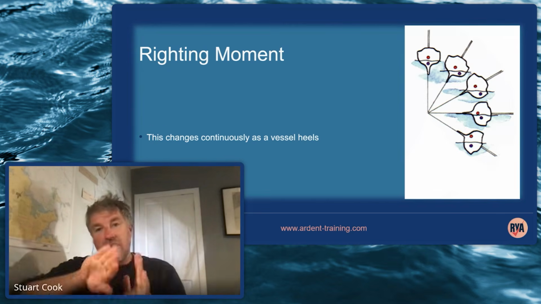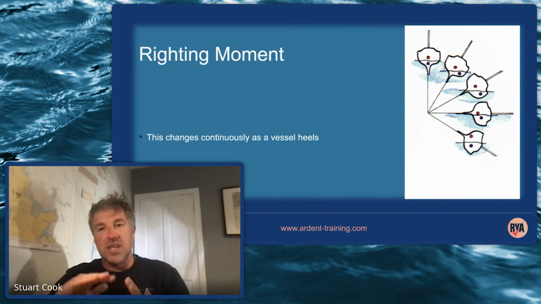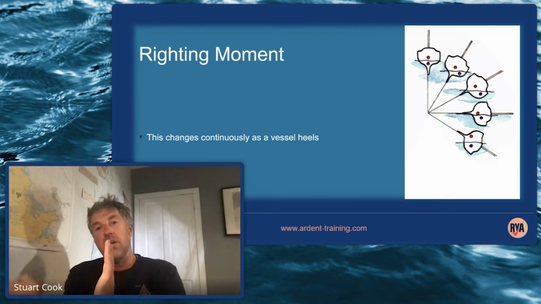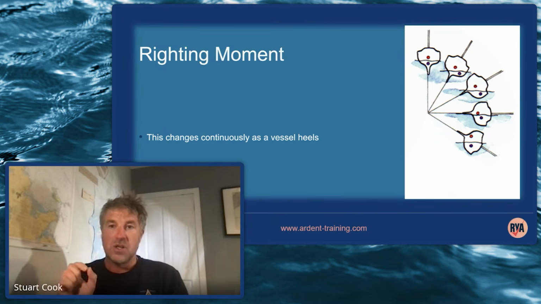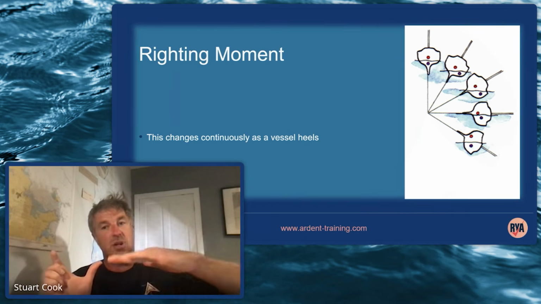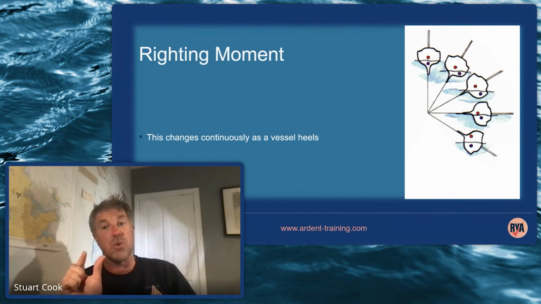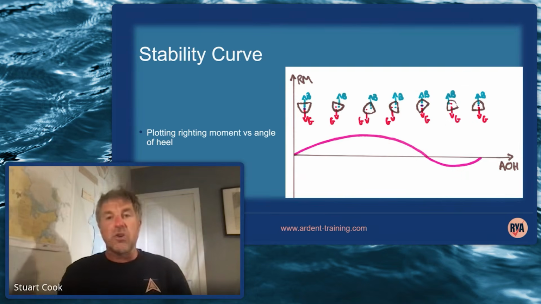As we keep leaning the vessel over, that righting moment changes, because at each angle of heel the buoyancy force is acting through a different point. So the righting moment changes in force. As the buoyancy moves away from the center of gravity, our righting moment gets bigger. Then eventually, as our vessel keeps tipping over, our buoyancy comes back towards our center of gravity and the righting moment gets smaller. Now, what we can do is plot this on a graph.